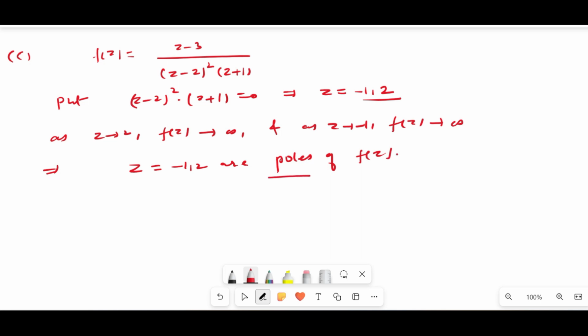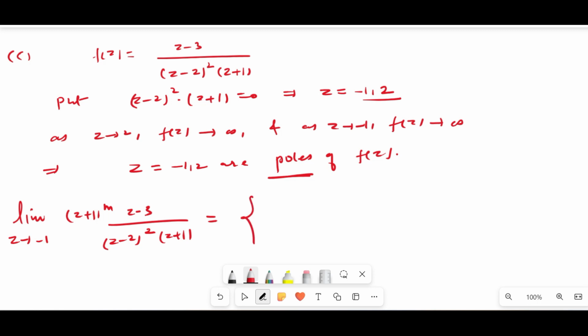Now we need to find the order of this pole. So first of all we need to find the limit z tending to negative 1 of (z + 1) to the power m times f of z, that is (z − 3) over (z − 2) whole square (z + 1). So this limit will be, if I take m greater than 1, this limit will be 0.